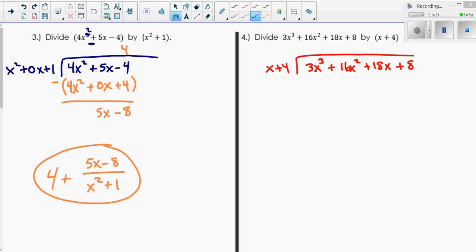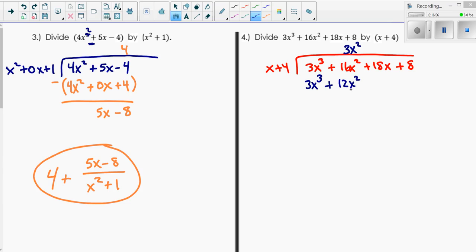Alright, I need to get a 3x to the third to cancel. So in order to get an x to the third, I need to multiply x by x squared, and I need it to be a 3. So I need a 3x squared here. Okay. When I multiply 3x squared times x, I get 3x to the third, which is what I wanted. 3x squared times 4 is 12x squared.